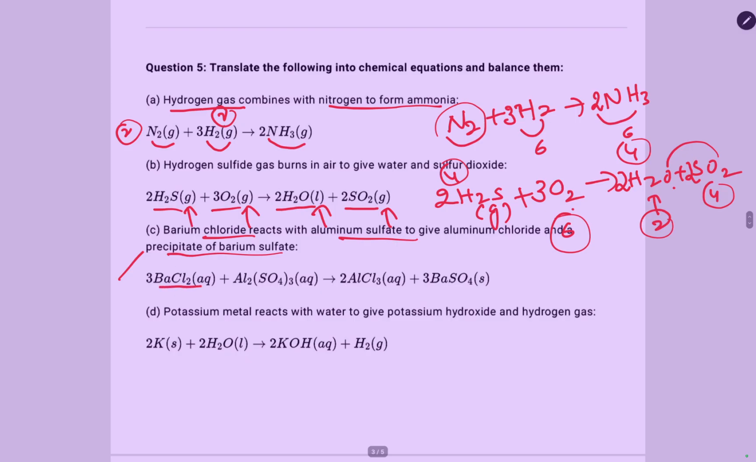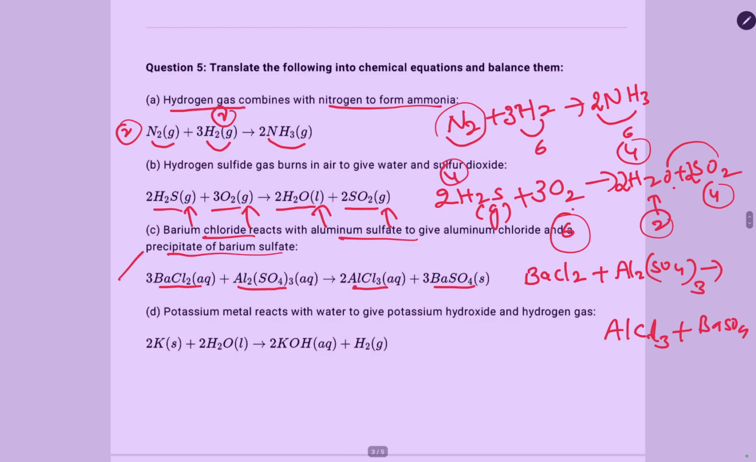So barium chloride BaCl2 will be in aqueous form. Aluminium sulfate, Al2(SO4)3, SO4 taken thrice, because for aluminium the valency is 3 and for sulfate SO4 the valency is 2. So Al2(SO4)3 is in the aqueous form. That is giving aluminium chloride AlCl3, right? And precipitate of barium sulfate BaSO4. That is the chemical equation. We write the chemical equation as BaCl2 plus Al2(SO4)3 gives rise to AlCl3 plus BaSO4.